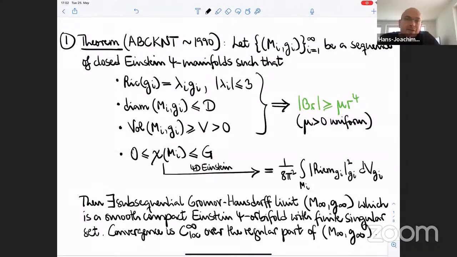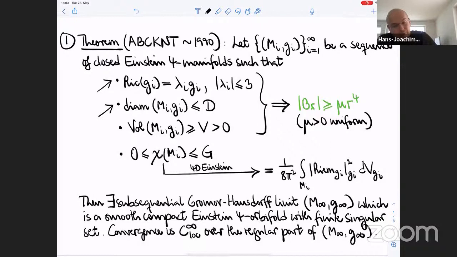Suppose you have an infinite sequence of Einstein Riemannian four-manifolds. I want to assume that they're closed, so compact without boundary, and that they satisfy the following conditions. The first one is just a normalization of the Einstein constant. So Ric(g_i) = λ_i g_i, where the normalization is that I'm assuming that λ_i is at most 3 in absolute value.